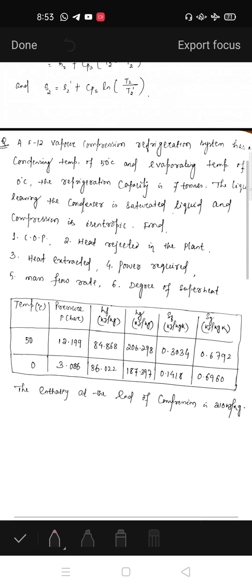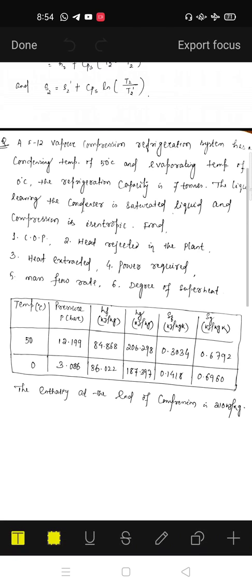Why? The enthalpy at the end of compression is 210 given here, but just look at the upper limit temperature: your Hg will be 206. So 210 is more than the saturation enthalpy of 206.298 kilojoule per kg. So automatically it will be a case of superheated compression after leaving the compressor.